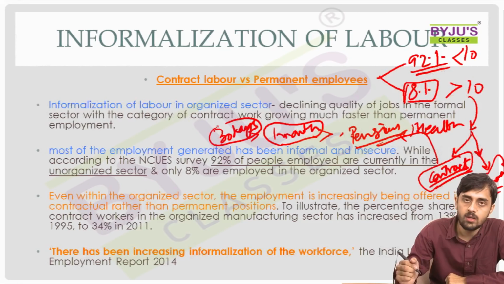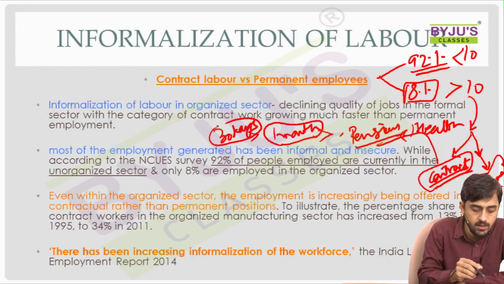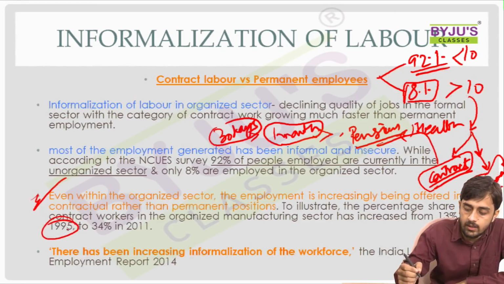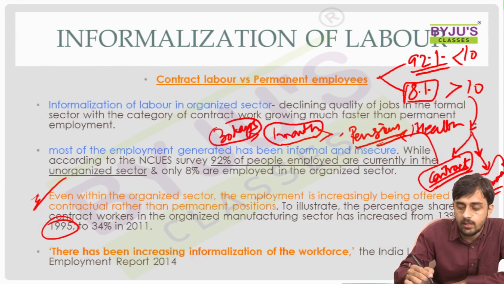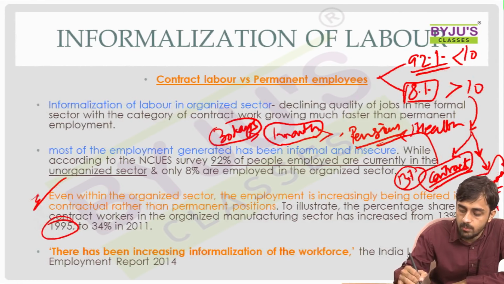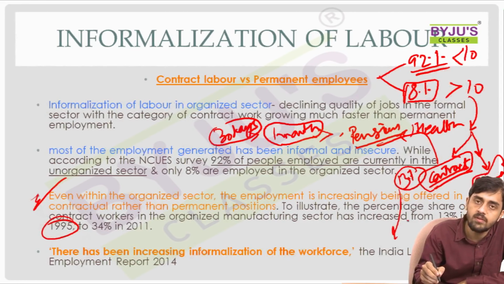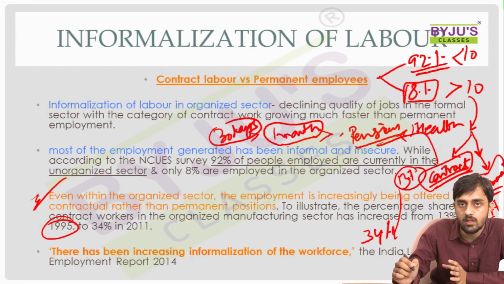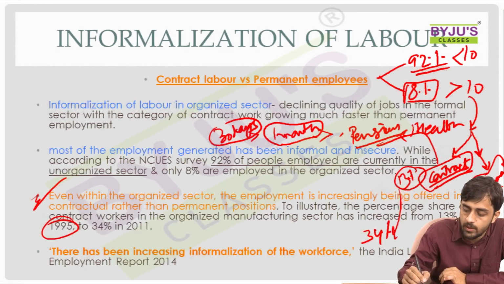Now, there has been an increasing trend since 1995, where earlier, within this 8%, roughly 13% of the workers used to be contractual employees, and the rest 87% used to be permanent employees. And this trend has changed to the extent that the latest data from 2011 suggests that 34% of the workers, or 1/3 of the workers even within the organized sector, are today contractual employees, and only 2/3 today are permanent employees.